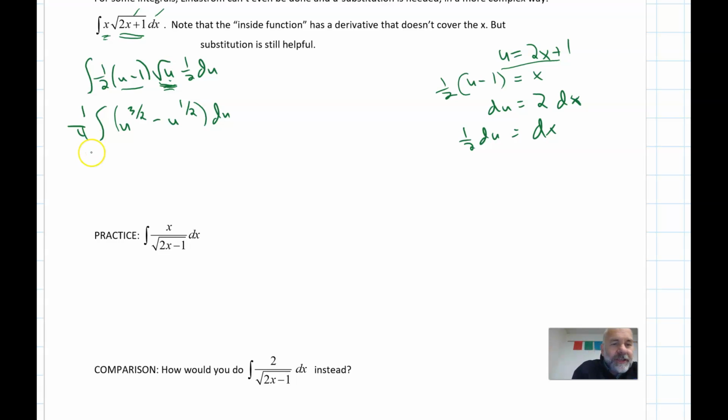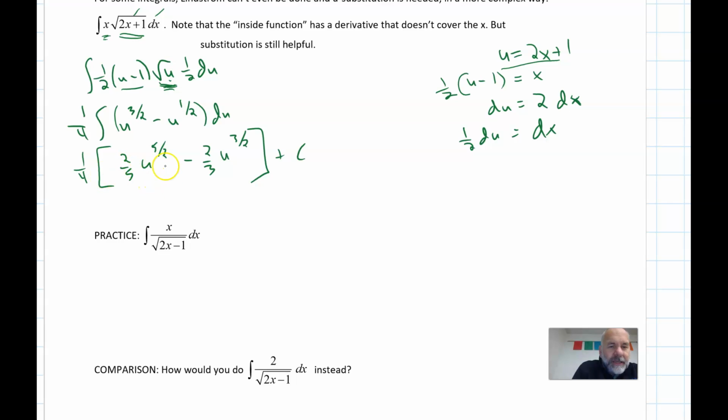And so now we're set to go. 1/4, and it's u to the 5/2 with a 2/5 in front, minus a u to the 3/2 with a 2/3 in front, plus c. You might say, shouldn't that plus c also be times the 1/4? Well, then that'll make it a new constant. There's still a constant at the end of it. It doesn't really matter.